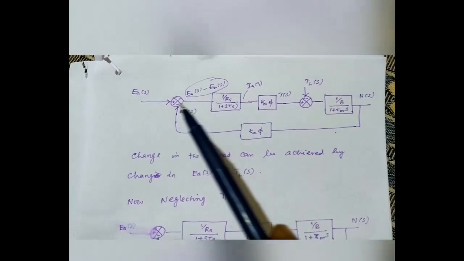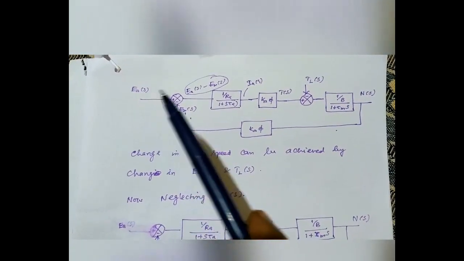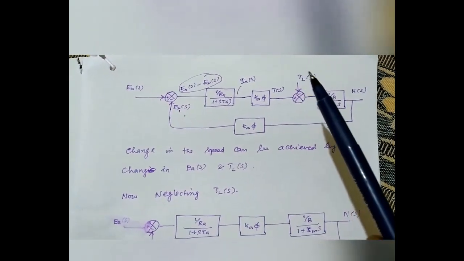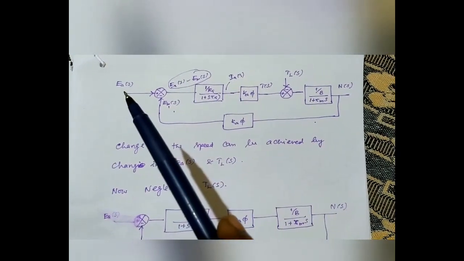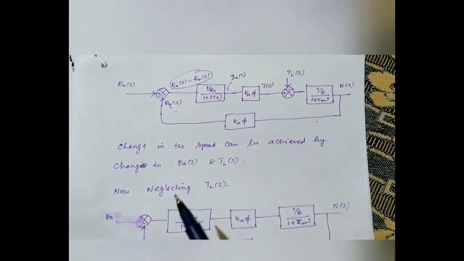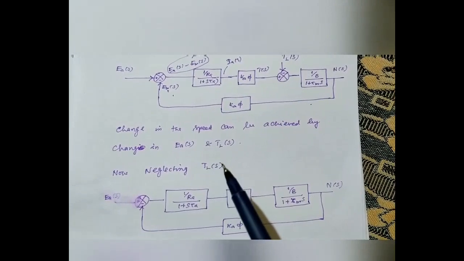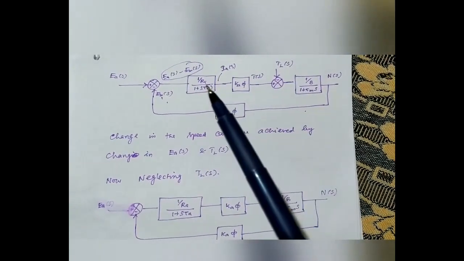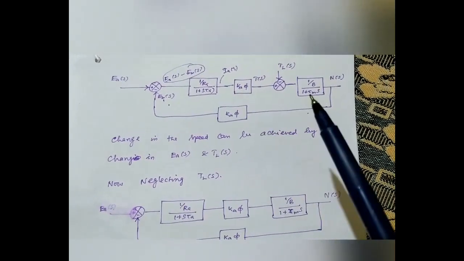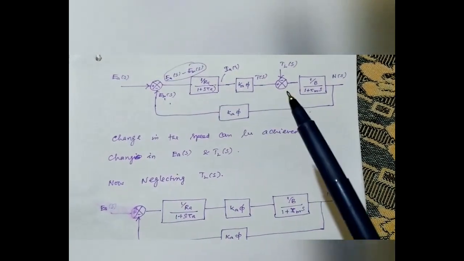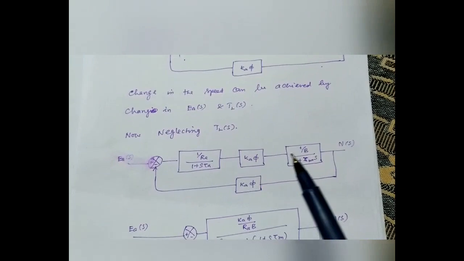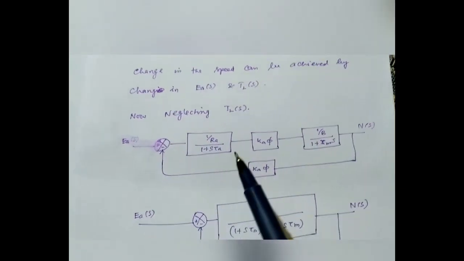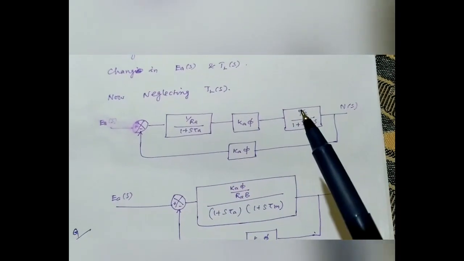After modeling this block diagram of a separately excited DC motor, which consists of two inputs, EA of S and TL, where TL is the load torque and EA is the input armature voltage. By neglecting this TL load torque, this summing point vanishes. Now this block and this block and this block are connected in cascade, so this can be drawn like this.